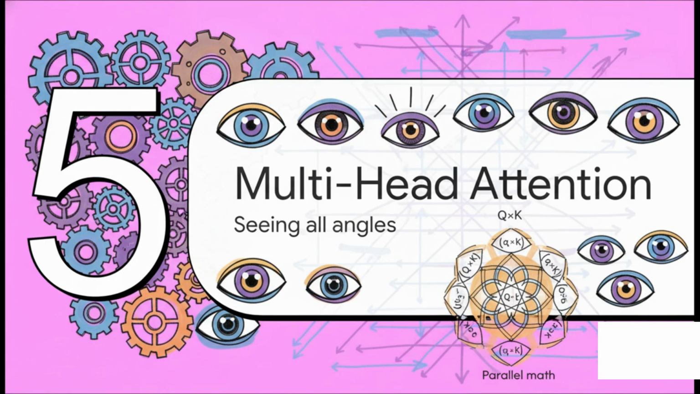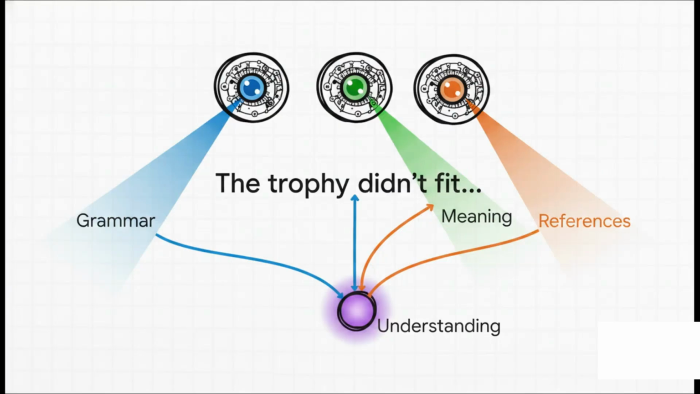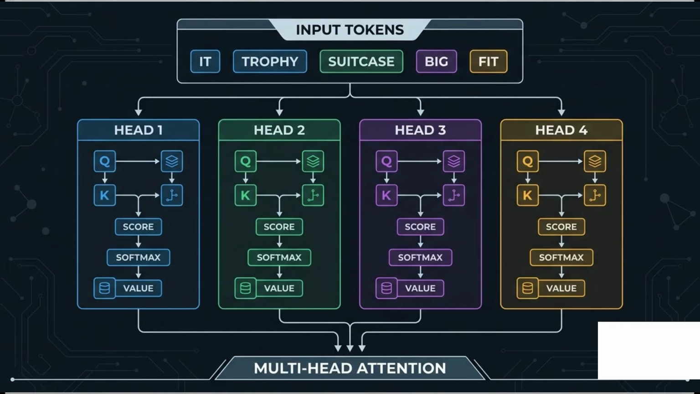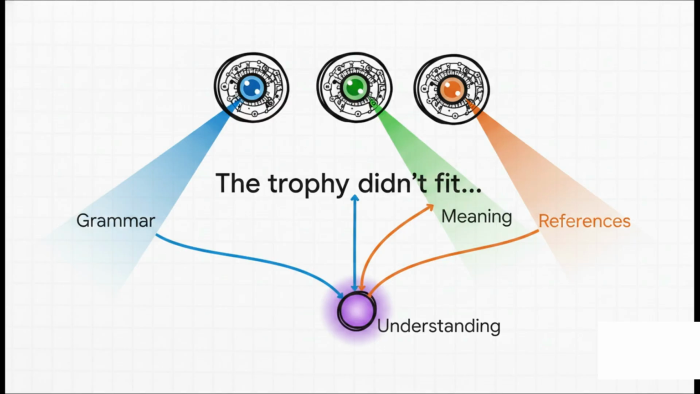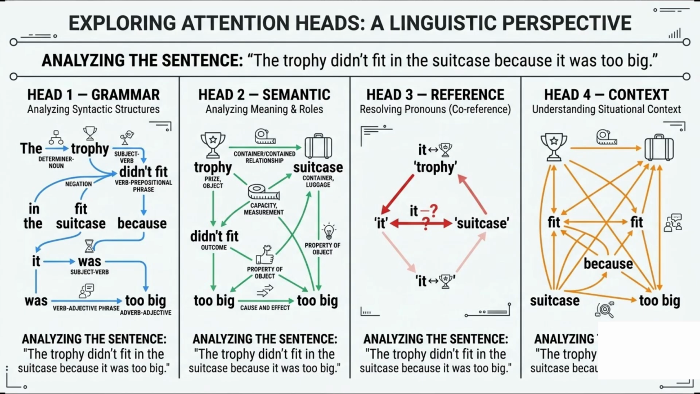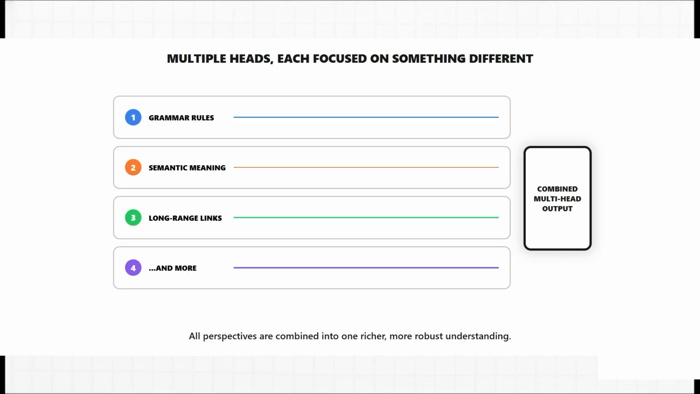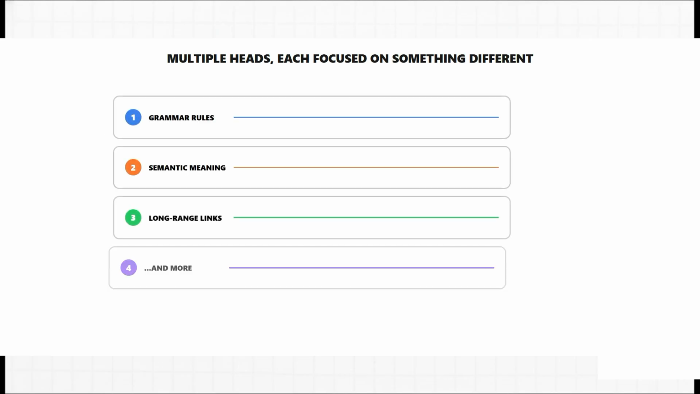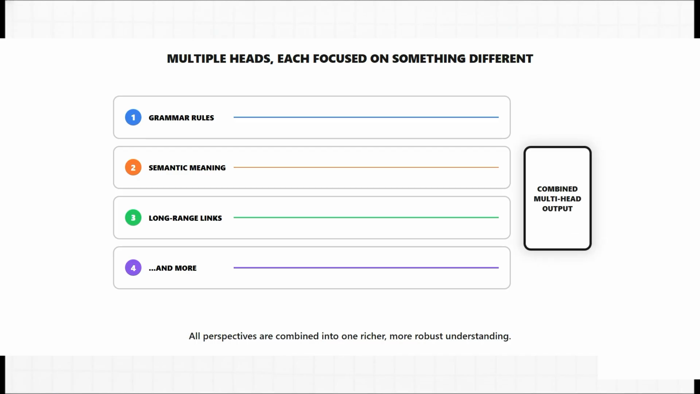Finally, section 5, multi-head attention perspectives, seeing all angles at once. Here's the crazy part. Modern AI doesn't just do this calculation once. It actually runs this exact scaled dot product math in parallel, using multiple heads where each head has its own independent set of learned weights. So one head might be completely focused on figuring out grammar rules. Another is tracking the semantic meaning. A third might be tracking long-range references. All these parallel mathematical perspectives are calculated at the exact same time and then combined, giving the AI an incredibly robust multi-angled understanding of the text.